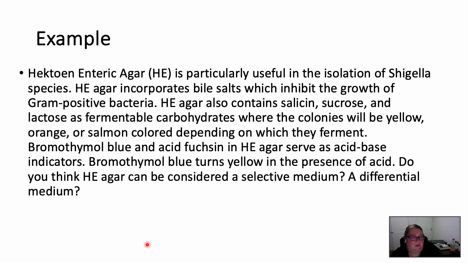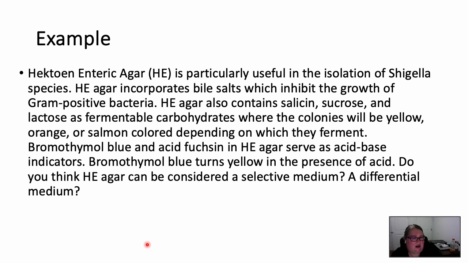So depending on the bacteria, the colonies that can ferment these will either be yellow, orange, or salmon colored, depending on which of these carbohydrates they ferment. Okay, it has bromothymol blue and acid fuchsin that serve as acid-base indicators. So bromothymol blue turns yellow in the presence of acid.